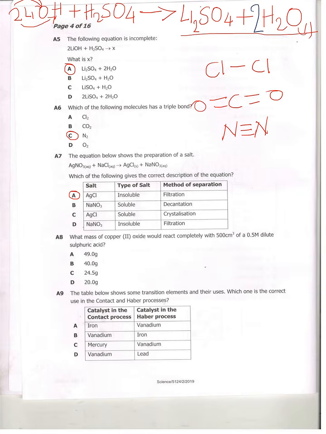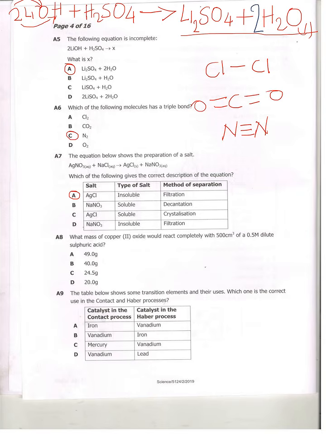So we can now move on to question 8. What mass of copper 2 oxide would react completely with 500 cubic centimeters of a 0.5 molarity dilute sulfuric acid? Here we can see that we have been given the volume and concentration for the acid. Now the question is, we want to find the mass of copper 2 oxide.